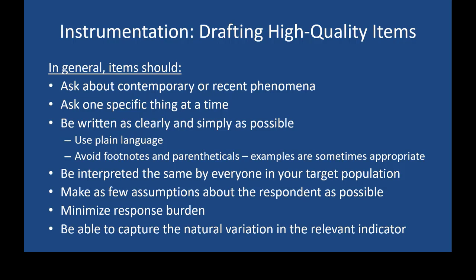Lastly, ask one specific thing at a time. Like I said, oftentimes with constructs, there are multiple indicators that you're interested in. Just ask about each one separately. The reason for that is because asking about one specific piece of information means that that item should register the same for each person, each respondent. Versus if you're asking multiple things at one time, you really don't know what they're responding to.